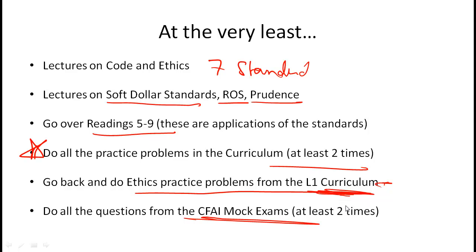Ethics is very hard to read and absorb. But when you practice, then you start understanding a few things and you start understanding the sorts of mistakes you make. So the key is all the practice. So this is the minimum that I expect you to do.